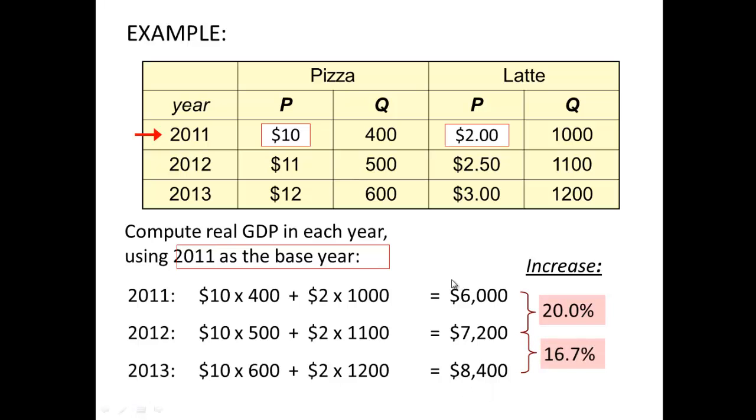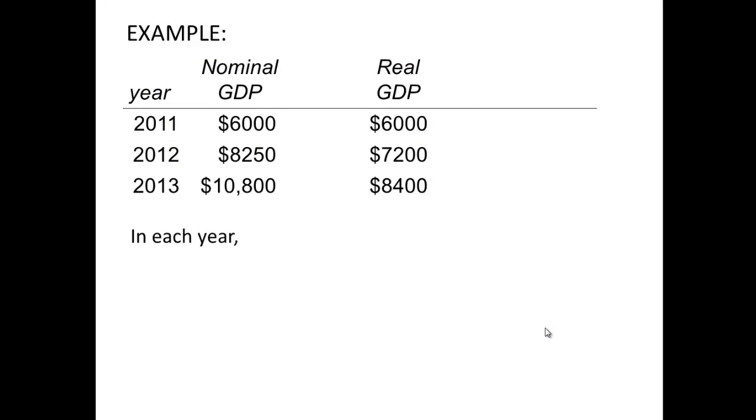So as we can see here, we do have an increase in GDP. From 2011 to 2012, there's a 20% increase. And from 2012 to 2013, there's a 16.7% increase. Now, again, remember I told you that when we talk about real GDP, we are doing comparative analysis. You now are the analyst for this data. I've given you this data, now let's analyze it.